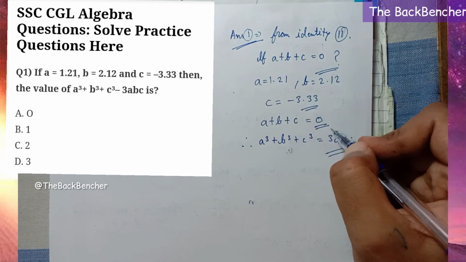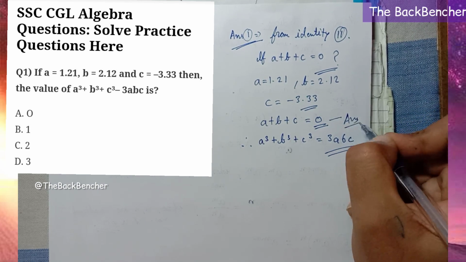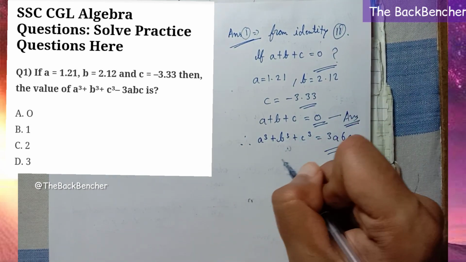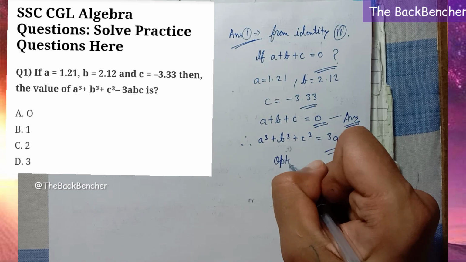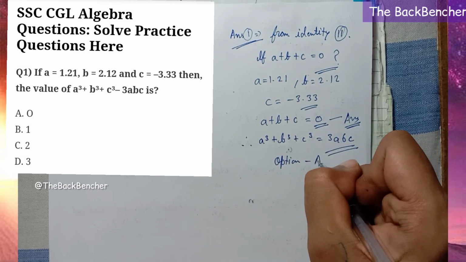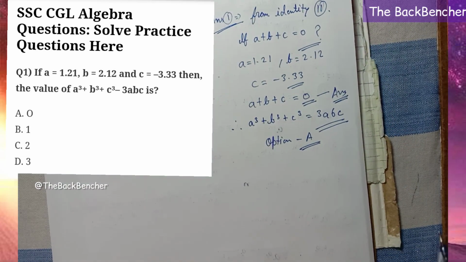Here A plus B plus C is equal to 0, so the option will be A. Answer will be option A. Now moving on to the next question.